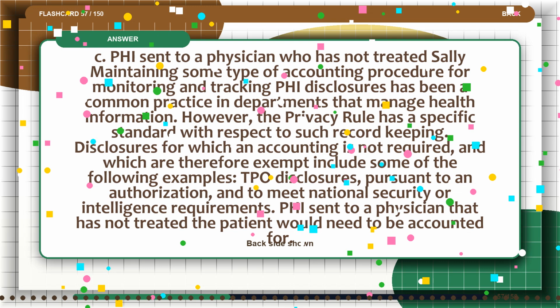The answer is C. PHI sent to a physician who has not treated Sally. Maintaining some type of accounting procedure for monitoring and tracking PHI disclosures has been a common practice in departments that manage health information. However, the privacy rule has a specific standard with respect to such record keeping. Disclosures for which an accounting is not required and which are therefore exempt include some of the following examples: TPO disclosures, disclosures pursuant to an authorization, and disclosures to meet national security or intelligence requirements. PHI sent to a physician that has not treated the patient would need to be accounted for.